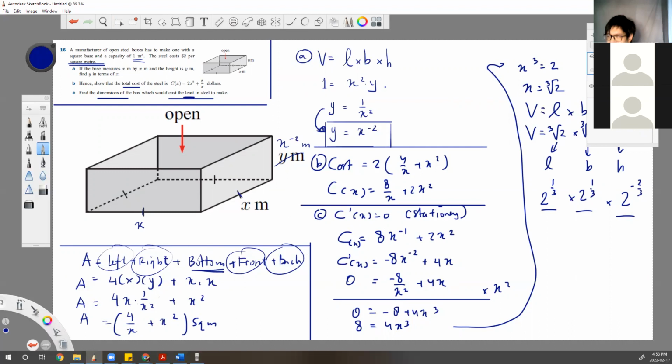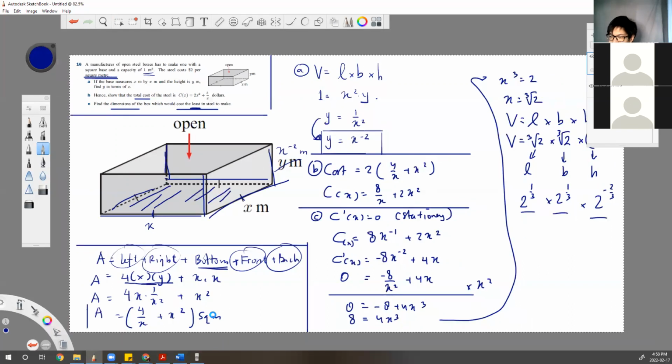So left, right, front, back are the same: xy, xy, xy, xy, right? And that's 4 times x times y, 4 of the area of the side parts, front, back, left, right, and then plus the bottom part. The bottom part is square based, right? It is x squared. So this is the area, in square meters. If the cost is 2 per square meter, you just multiply by 2 for the area, 2 times the area, in dollars.